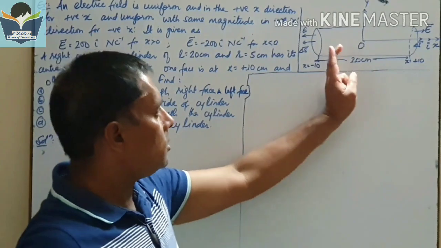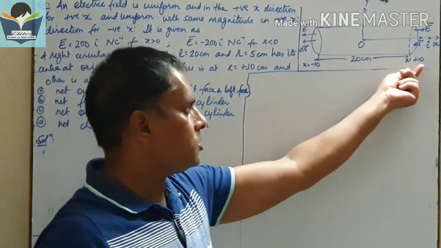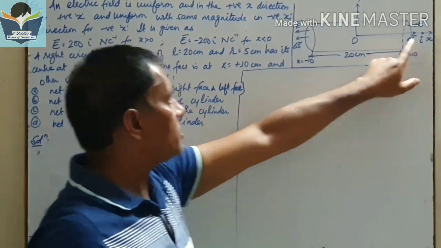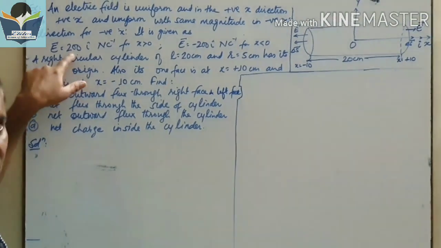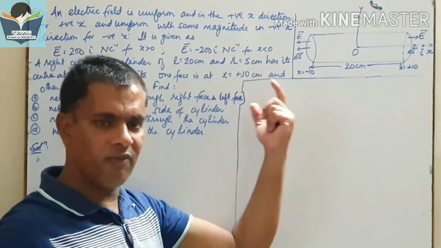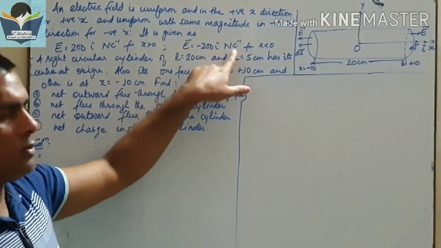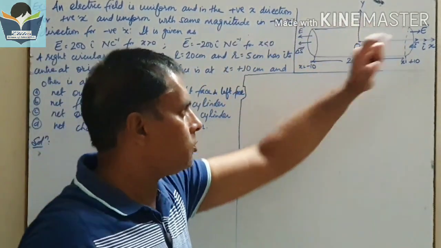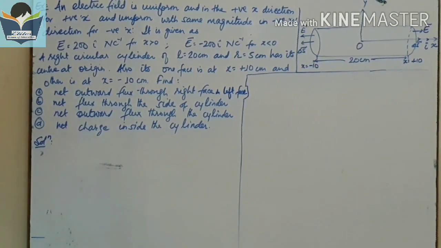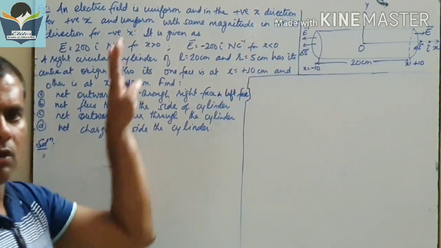So from the origin, the right face as well as the left face are both at a distance of 10 centimeter. The field coming out at this face is given as 200 i cap Newton per Coulomb, and at the left face the field given is minus 200 i cap Newton per Coulomb. These are the two fields given to us. The first thing we have to identify is the net outward flux through the right face as well as through the left face.